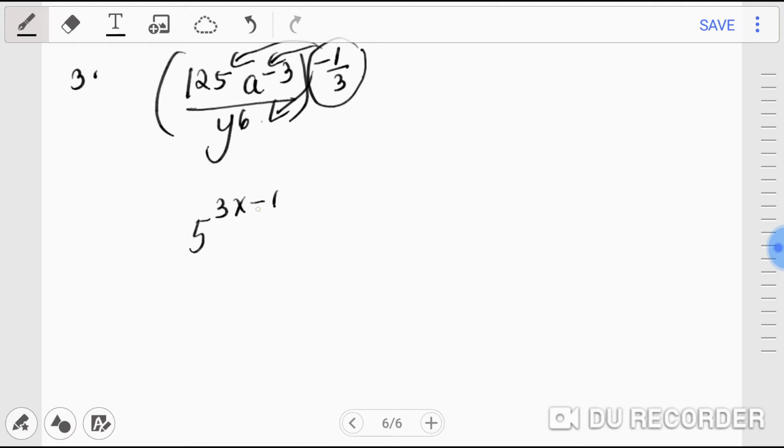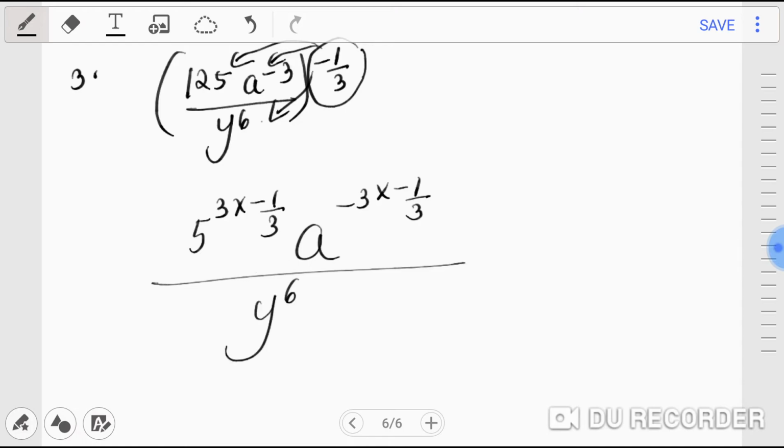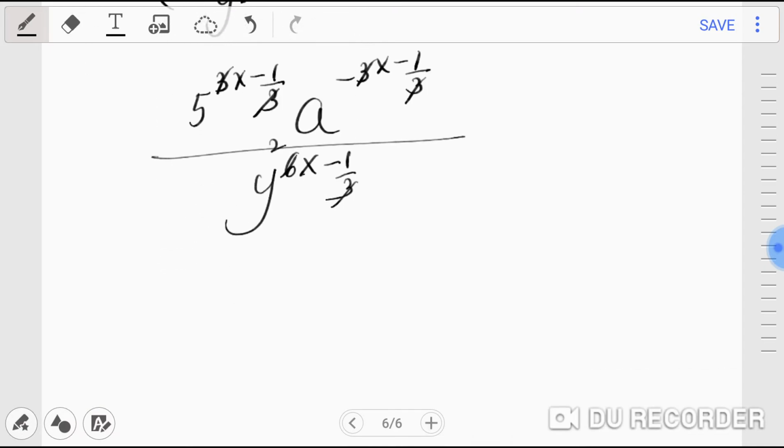And I have to multiply minus 1 upon 3. A already has minus 3, and I will multiply minus 1 upon 3, because the exponent which is outside the bracket will be multiplied with both the terms. Down also, y^6, I'll multiply minus 1 upon 3. Now you can eliminate. So you will get 5^-1, a^1, so we don't need to write it, y^-2.